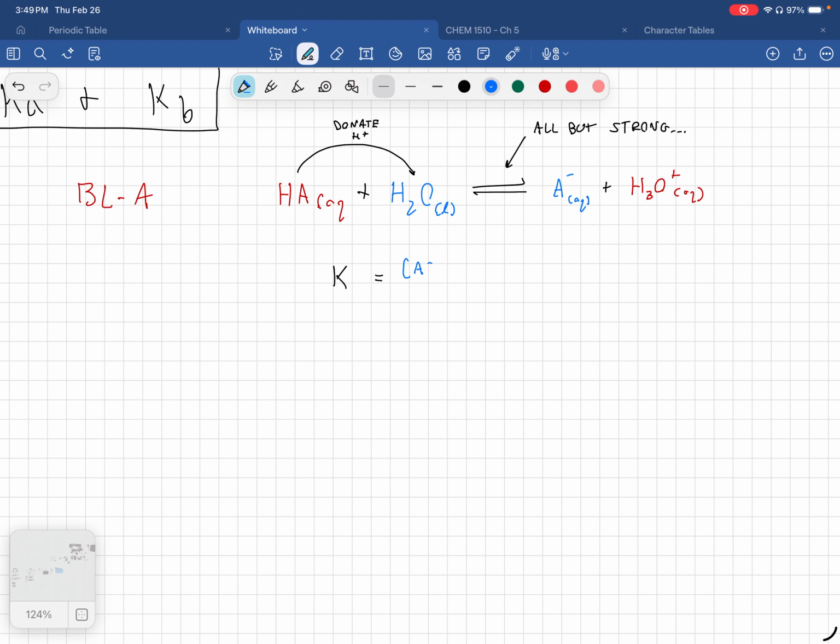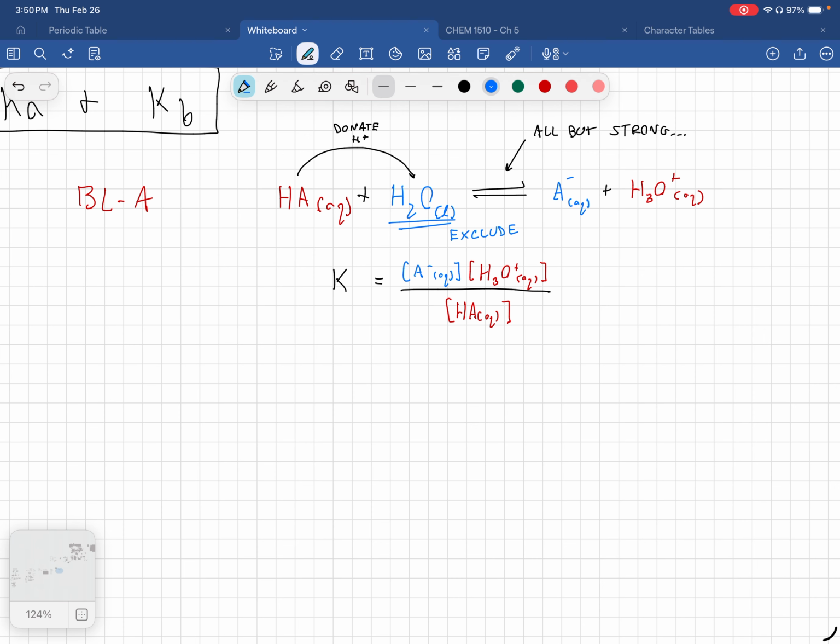So we have our concentration of our conjugate base, A- aqueous to the first power. Then we have our concentration of our H3O+, our other product, aqueous to the first power, all over the equilibrium concentration of our unionized Bronsted-Lowry acid. Now you'll note we exclude water because it is a pure liquid.